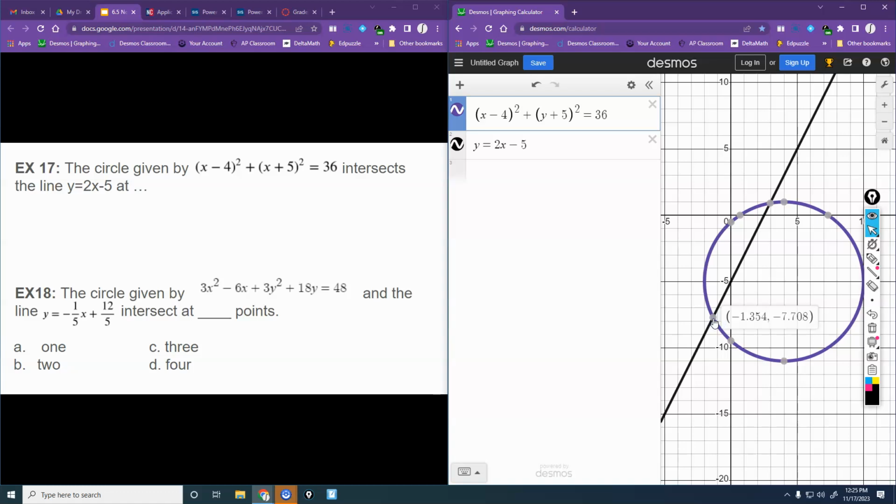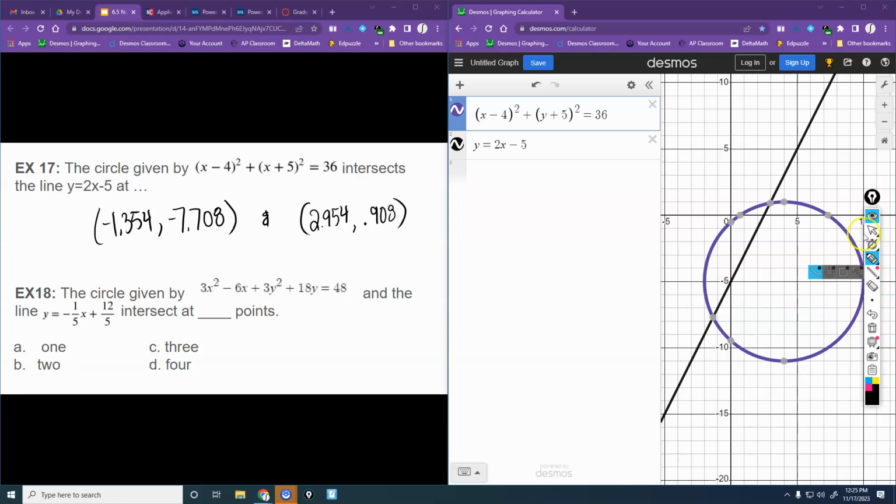So I would have negative 1.354, negative 7.708. And then I'd also have this point up here, 2.954 and 0.908. Okay, so it is just graphing it and seeing where they cross for that.